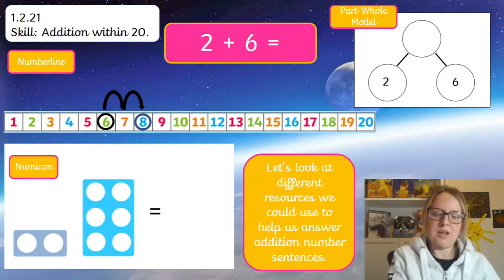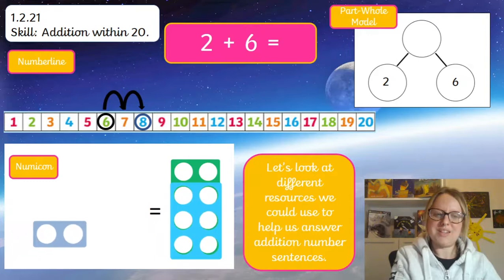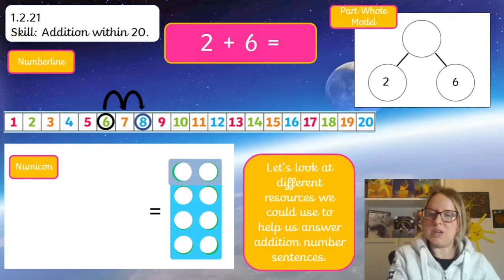So let's look at our Numicon next. So when we use our Numicon, we see which shapes fit together perfectly, don't we? So we know that this is a 6 piece and this is a 2 piece. So we would move them and place them on top of our 8 piece to see that they fit perfectly. So 2 and 6 must make 8. We can also write it in our part whole model, can't we? So we know that our parts at the bottom would be our 2 and our 6, and our whole number is at the top, which is 8.